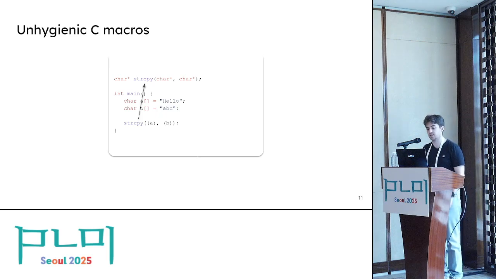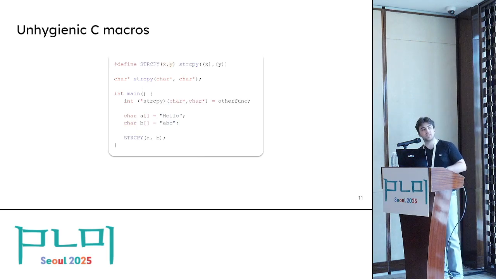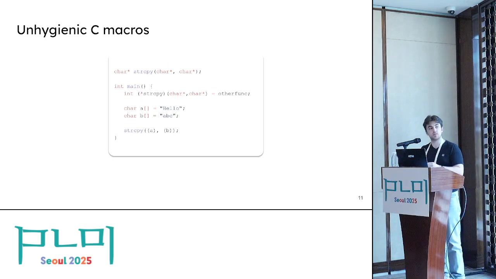As you want, store copy points to the real store copy function, and this will work as intended. However, if you for some reason have a symbol defined in some scope which shadows the outside identifier, in this case store copy in a local variable, then if you throw this through a preprocessor, the store copy will be replaced, but now it'll point to the local binding instead of the global one, and that really results in not happening what the programmer intended.